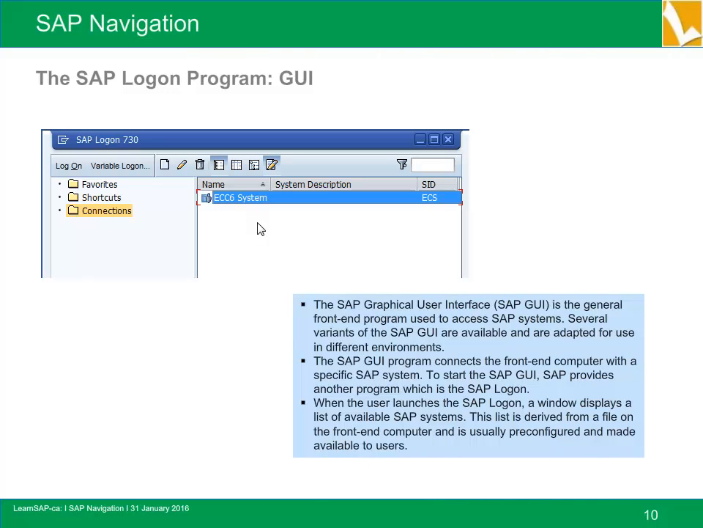The SAP Graphical User Interface, SAP GUI, is the general front-end program used to access SAP systems. Several variants of the SAP GUI are available and are adapted for use in different environments. The SAP GUI program connects the front-end computer with a specific SAP system. To start the SAP GUI, SAP provides another program, which is the SAP Logon. When the user launches the SAP Logon, a window displays a list of available SAP systems. This list is derived from a file on the front-end computer and is usually pre-configured and made available to users.